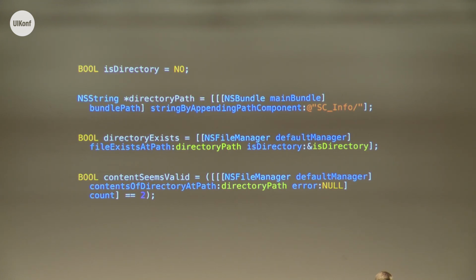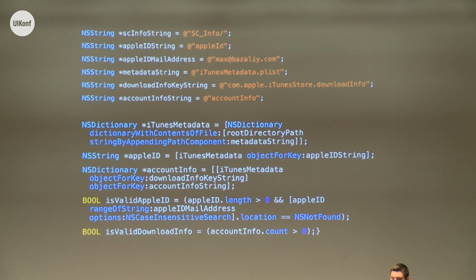This one is checking for the SC_Info folder. This folder always exists in an application downloaded from the App Store, and this folder should always contain 2 files. Usually, automatic cracking tools strip this information. If it doesn't exist, we have been cracked. The same for iTunes metadata plist. iTunes metadata plist is a file that contains information about the Apple ID account that downloaded this app, like email, and internal information about ratings. Usually this information is also stripped by cracking tools. If it doesn't exist, we are being cracked.